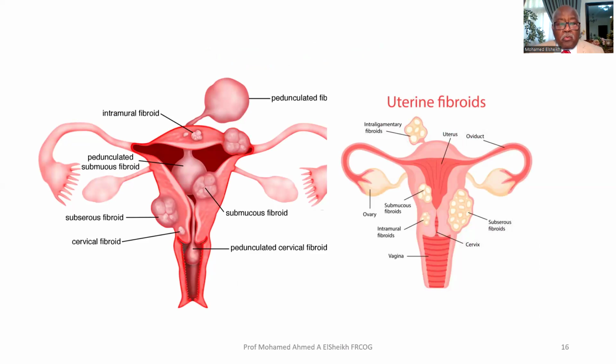Another picture of the fibroids, just to see them again. Intramural fibroids, pedunculated fibroids here, and here is the pedunculated submucous fibroid. The submucous fibroid is here. Here it has gone beyond the mucosa and becomes pedunculated. This is the subserous fibroid. This is a cervical fibroid, and here is a pedunculated cervical fibroid coming from the cervix, but pedunculated, either coming from the uterus here or from the cervix from here. This is the anatomy of the cervix. The same goes on this side.